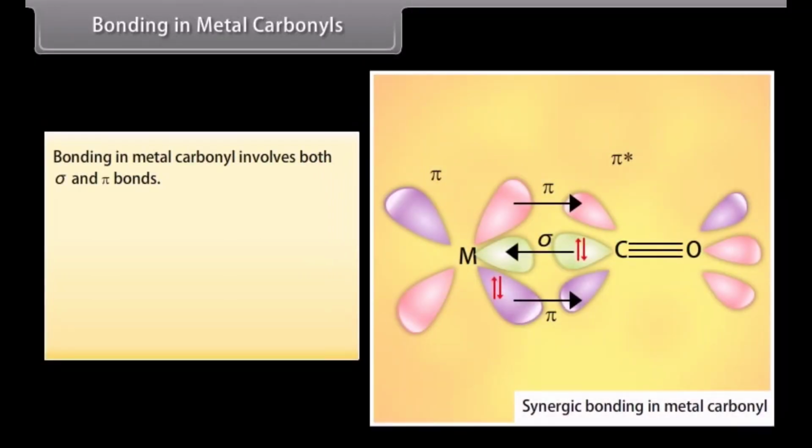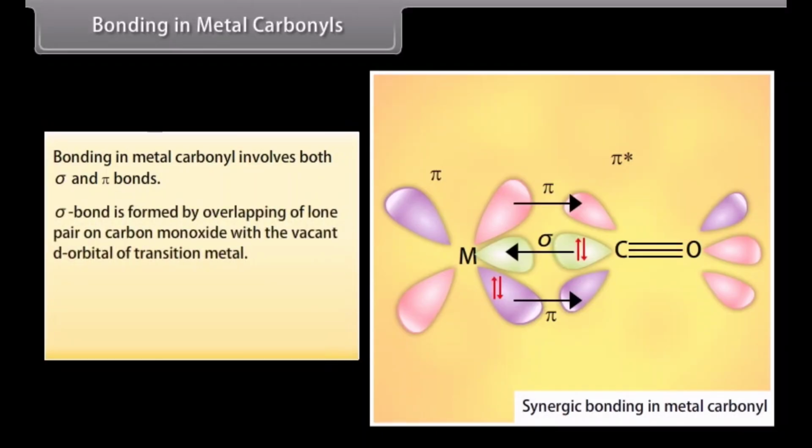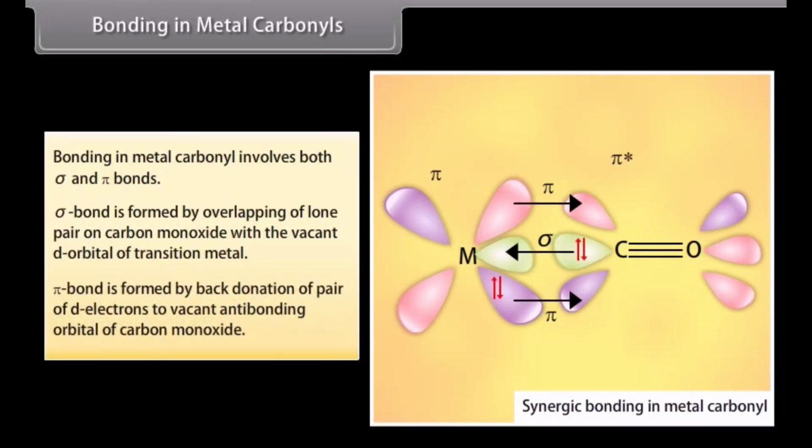Bonding in metal carbonyls involves both sigma and pi bonds. The sigma bond is formed by overlapping of the lone pair on carbon monoxide with the vacant d orbital of the transition metal. The pi bond is formed by back donation of a pair of d electrons to the vacant anti-bonding orbital of carbon monoxide.